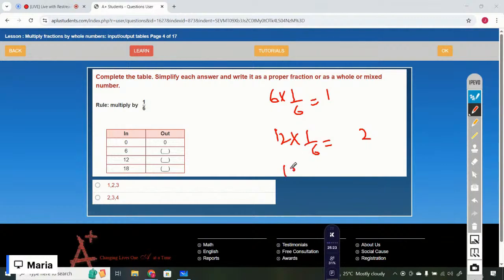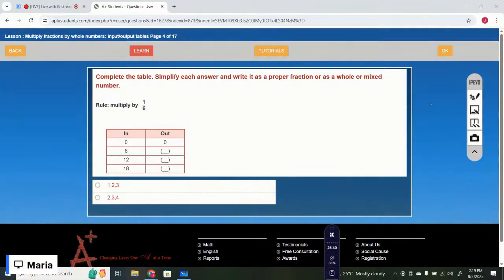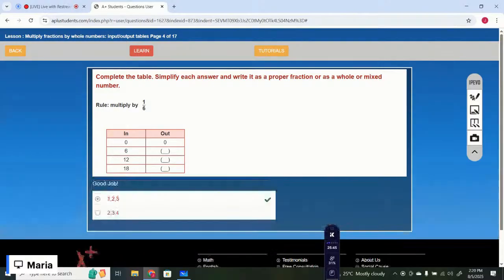The next one is 18 times 1 by 6. So 6 times 3 is 18. The next one is 3. The missing values are option number 1. They are 1, 2 and 3. Option number 1 is the correct option.